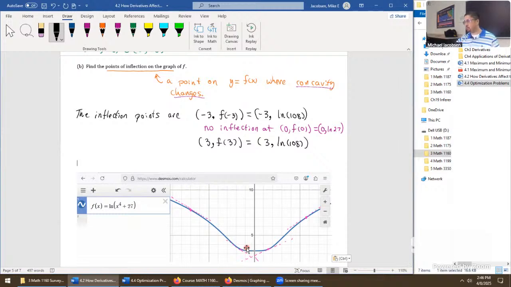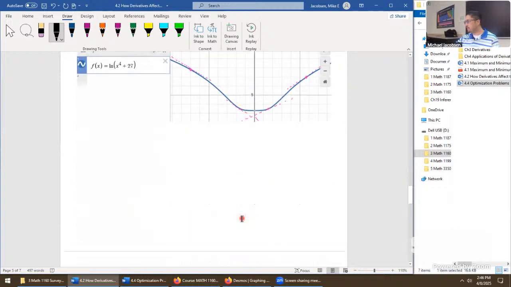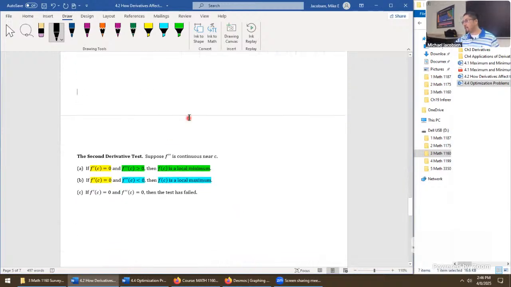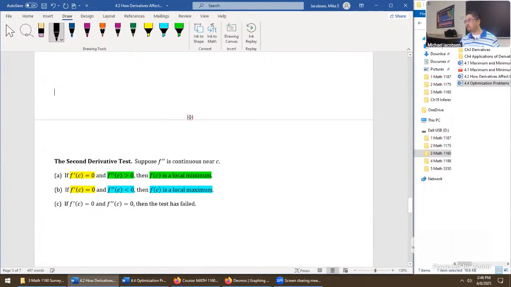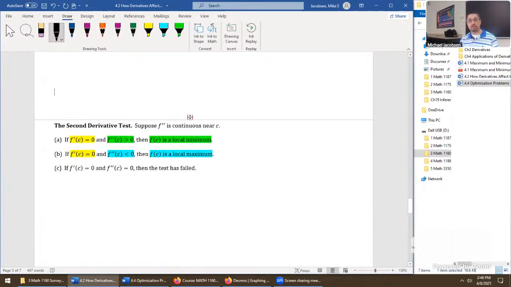Okay, so next is the second derivative test. This is a really powerful test when it comes to optimization. And then the very next section, we'll practice it once in this section as well.